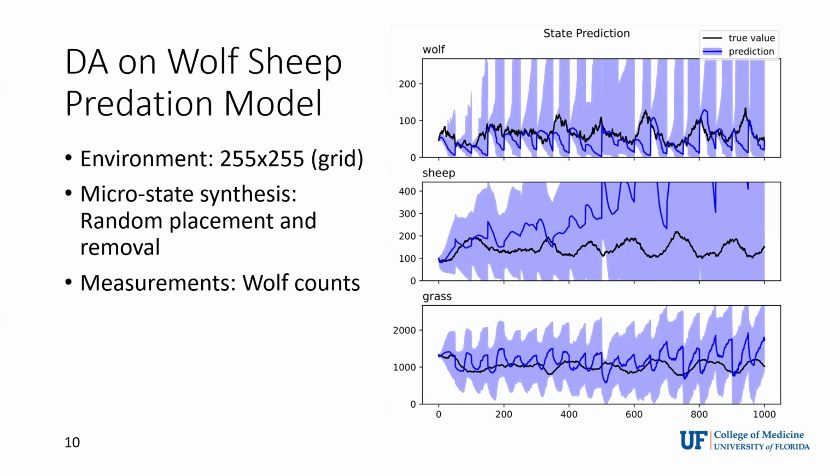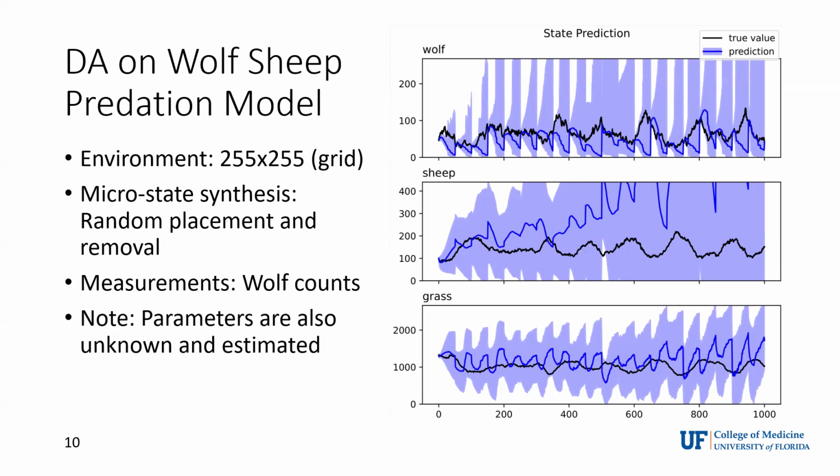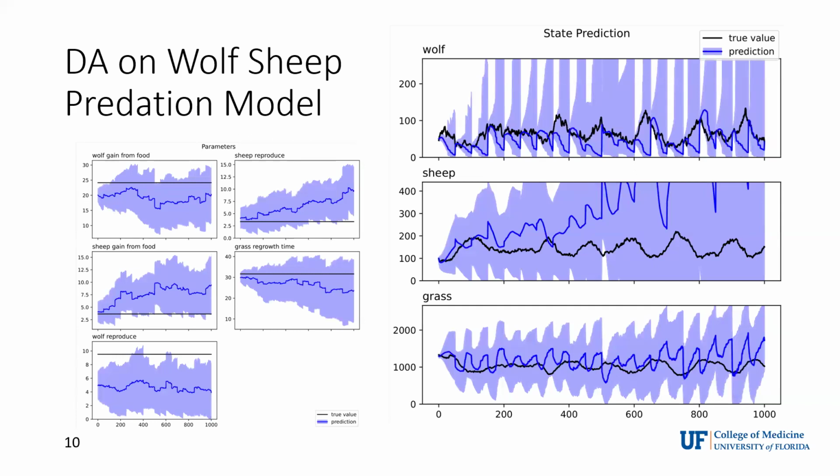Okay. But one of the things, as I mentioned before, is that the parameters are unknown. So we assumed that we didn't really know what the parameters were, and we started off with an estimate. So while we're doing all of this, we're also doing the same Kalman filter update.